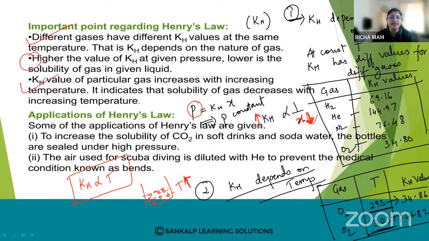This we have seen. What will happen to the KH value of a particular gas? As we increase the temperature, the KH value also increases. It indicates that the solubility of the gas decreases with increasing temperature. So these two points we have seen, the first and the second one. Is it clear, these two points?